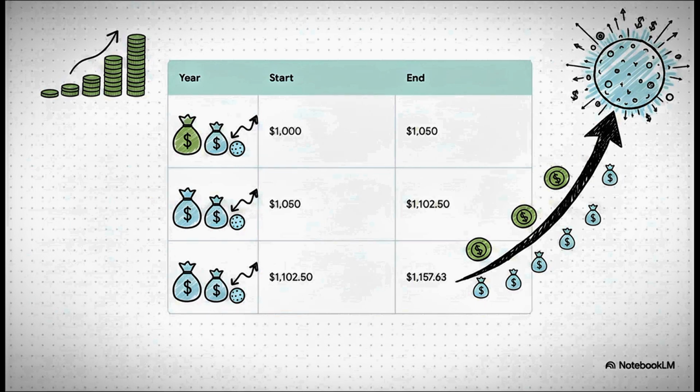Now follow that to year 3. The year starts at that new higher amount. The 5% applies to this even larger number, bringing your total to $1,157.63. Do you see that snowball effect? By the second and third years, you are explicitly making money not just on your original $1,000, but on the interest from the previous years too.